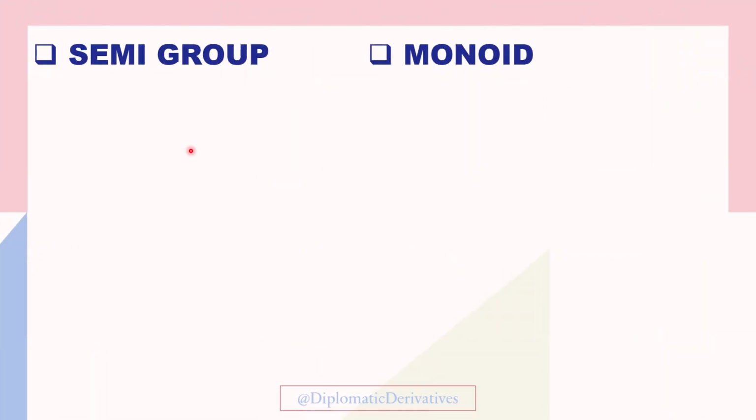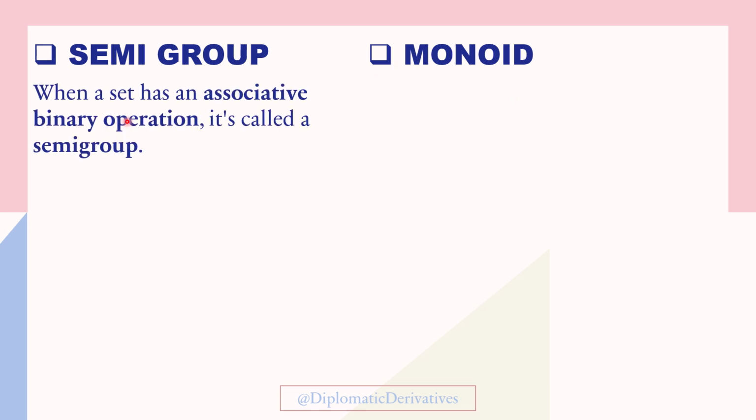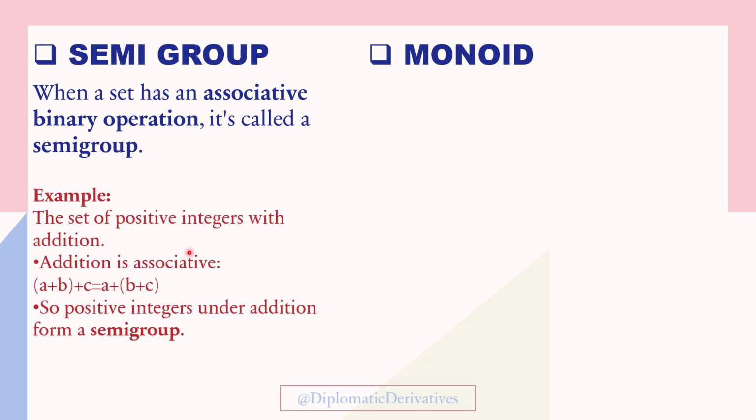Now we have another concept, which is a semigroup, and then we have a monoid. These are very simple concepts. A semigroup is simply a set with an associative binary operation. When we're trying to prove that some set is a group, we take the 4 group axioms, right? The second group axiom is associativity. When we reach it and prove that the operation is associative, we have proven that it is a semigroup. For example, the set of positive integers with addition: addition is associative, so positive integers under addition form a semigroup.